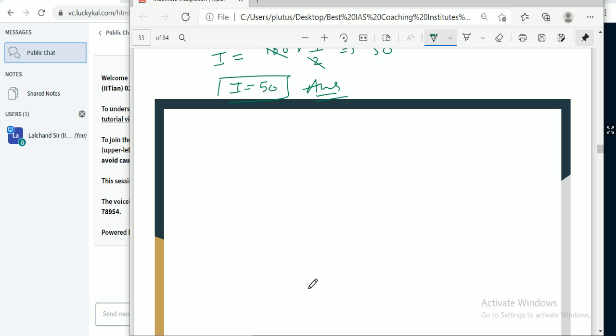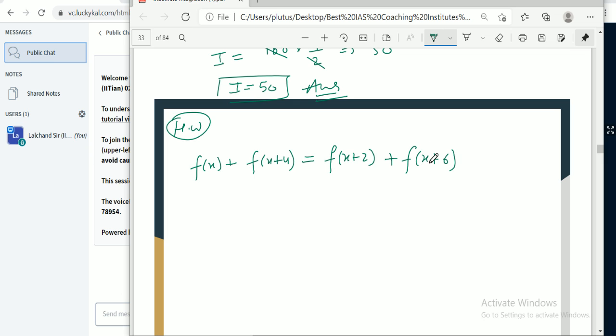Okay. So note down one question and try to solve this question in homework. Okay. So the question is that f(x) plus f(x plus 4) is equal to f(x plus 2) plus f(x plus 6). This equation is given to us and we need to find out the value of the integral of f(x) from x to x plus 8. What is the value of this? Okay, we need to find out the value of this.